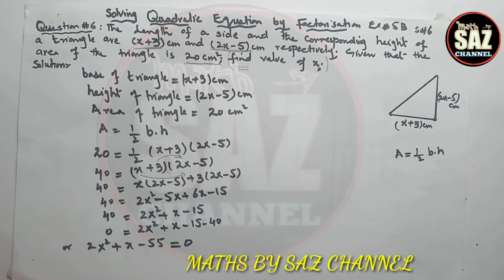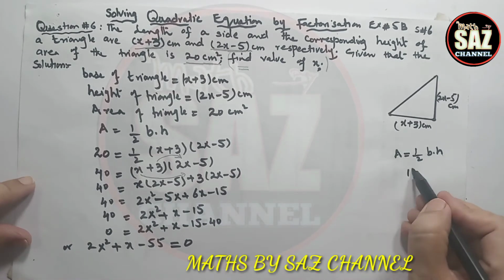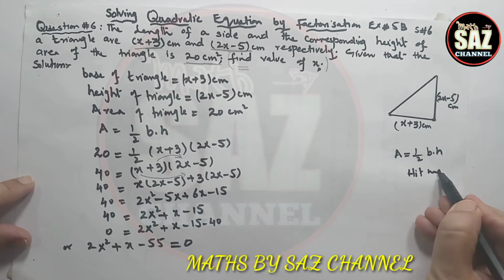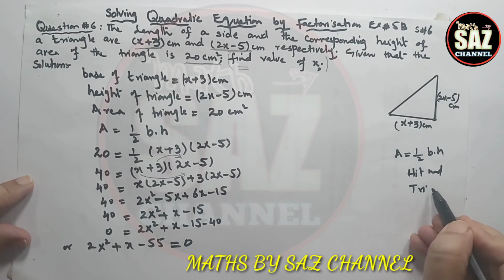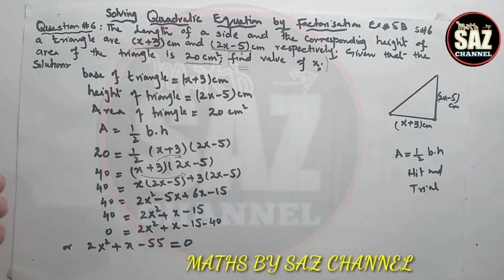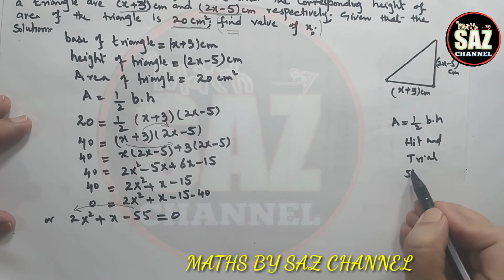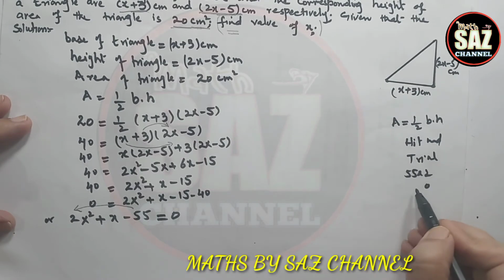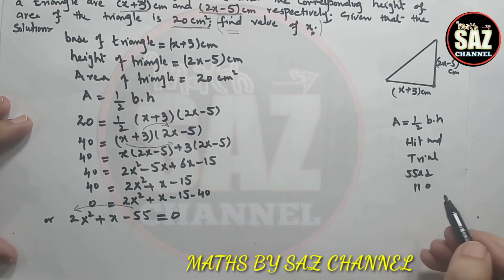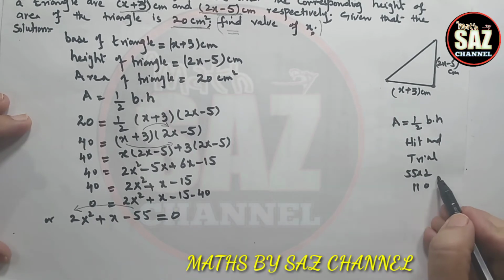Now what I have to do, I have to apply hit and trial method, about which we have learned a lot in chapter number 3 and 4. Now what we have to do, we have to multiply 55 with the coefficient of square term. That will give me 55 multiplied by 2, that is 110 with negative sign.